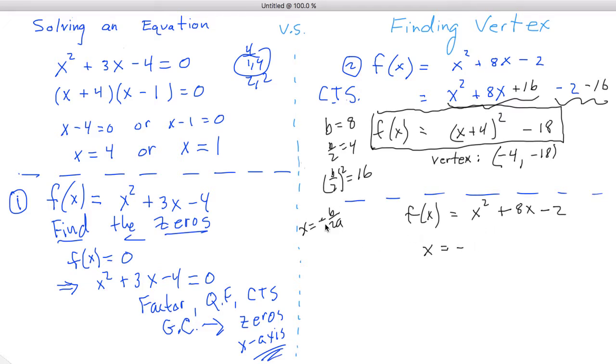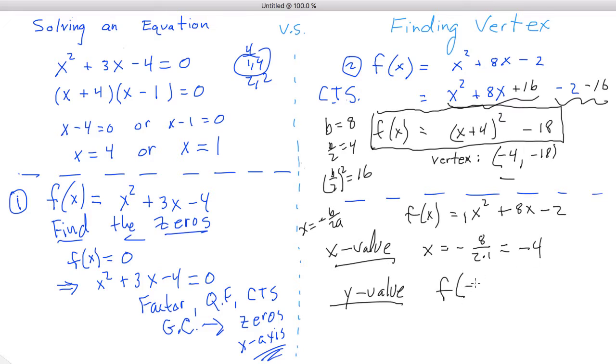So negative of b. So negative of b is 8. So I write that down. Over 2 times a. Now in this case, a is 1. So just a 1 right there. And that gives us that the x value of the vertex is -4. That is no surprise because we got a -4 right up there. Now that gives us the x value of the vertex. And then to get the y value, you just find f of -4. You just plug that in. It'll tell you right on the graph where that crosses.